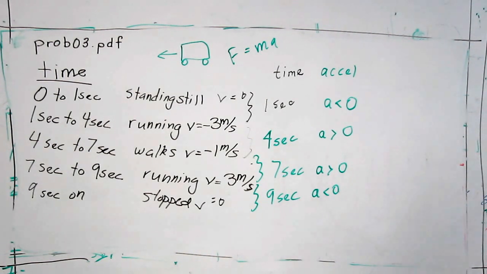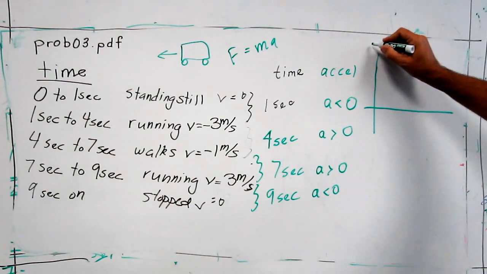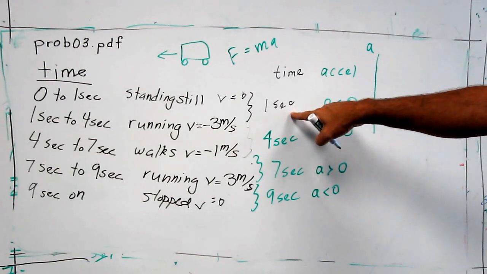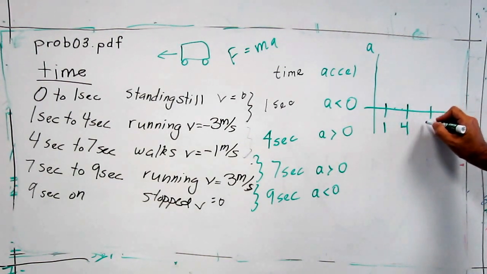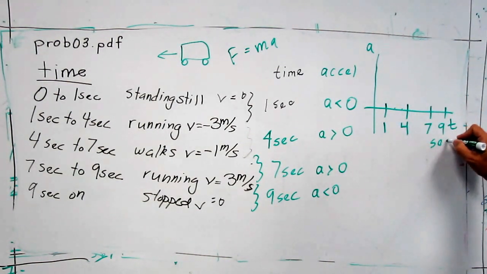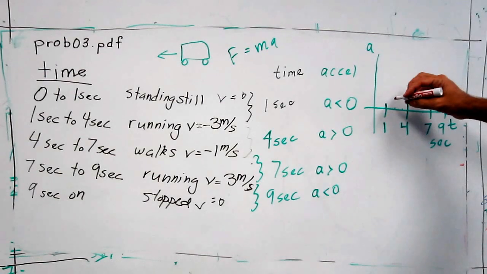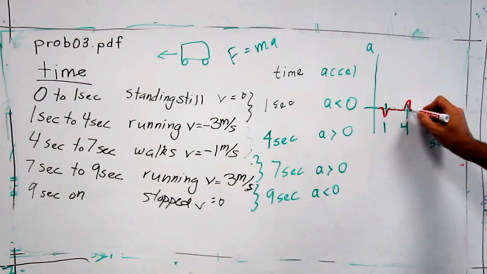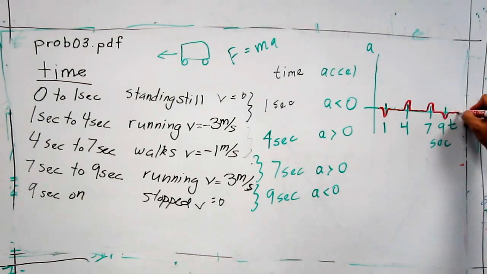So I'm going to draw a smaller graph here just because there's not as much information in it. So here should be acceleration versus time, and the times when we have acceleration are 1, 4, 7, and 9 seconds. And what I'm going to do is to make sure I get the signs correct. So if I go through here, this is going to be negative, positive, positive, and negative.